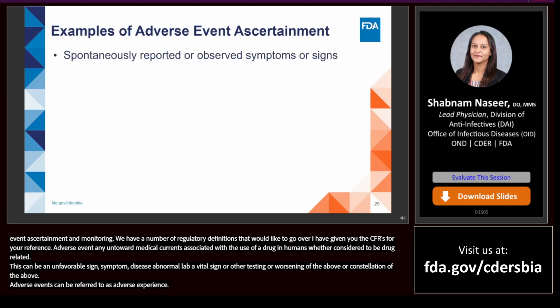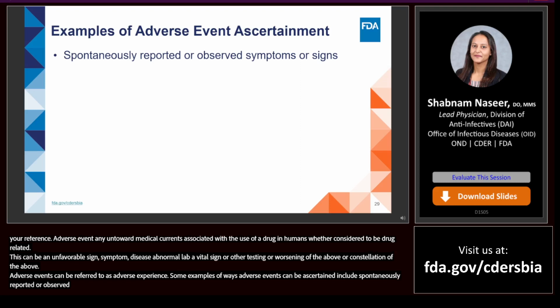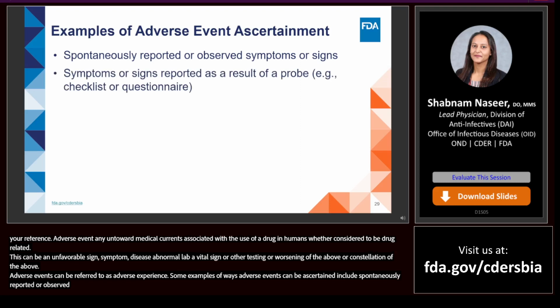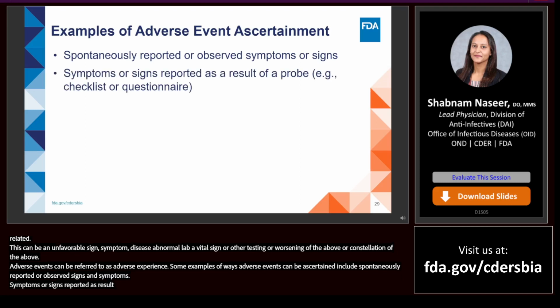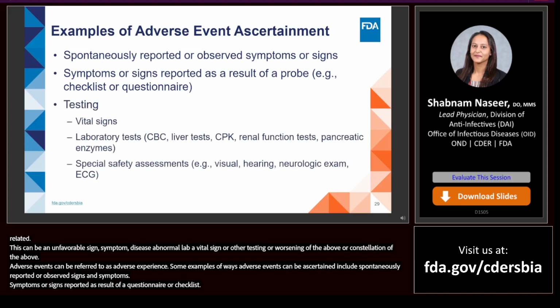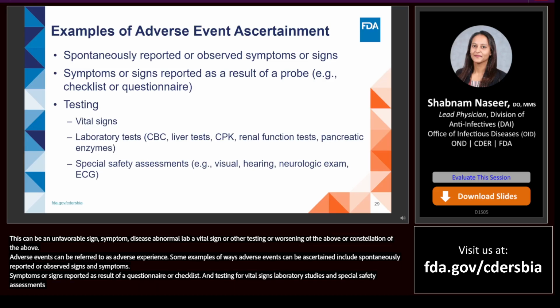Some examples of ways that adverse events can be ascertained include spontaneously reported or observed signs and symptoms. Symptoms are signs that are reported as a result of a probe, such as a questionnaire or a checklist. And then testing of vital signs, laboratory studies, and special safety assessments can also be conducted, and these can include, for example, visual, hearing tests, or EKGs.